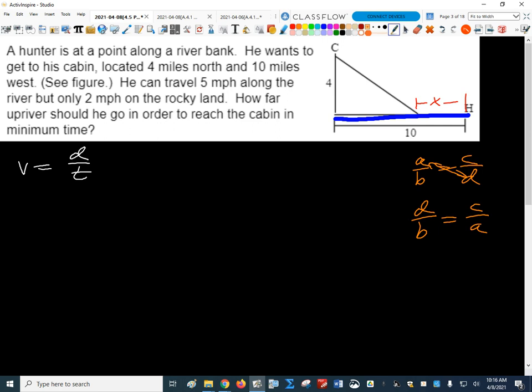So t equals d over v. Okay, that looks a little better for us, right? So our time function is going to be distance traveled divided by velocity. What do you think here? Any ideas?